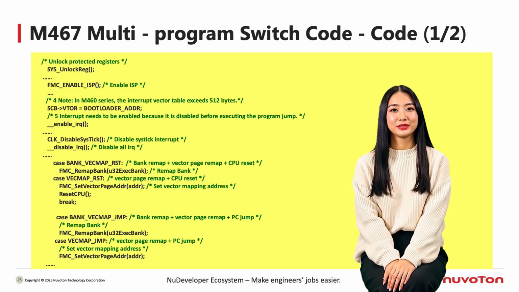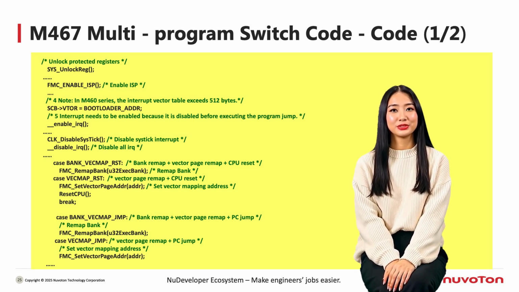Next, let's introduce the main code. Because the registers related to FMC are protected, the first step is to unlock the registers. As mentioned earlier, the interrupt vector table of M467 exceeds 512 bytes, and vector remap cannot map the complete interrupt vector table to address 0. So before enabling the interrupt, it is necessary to modify the offset of the interrupt vector table to the correct position. Next, let's look at the implementation of program switching.